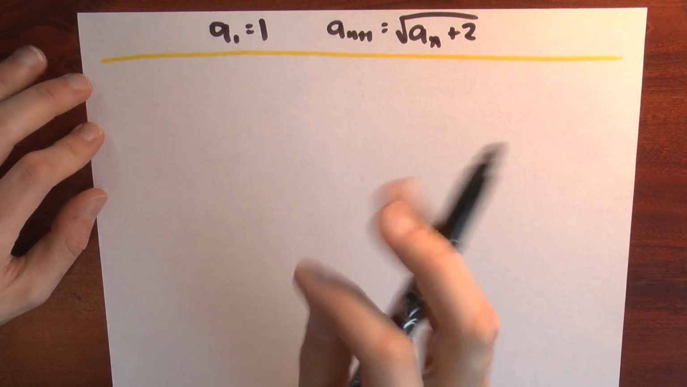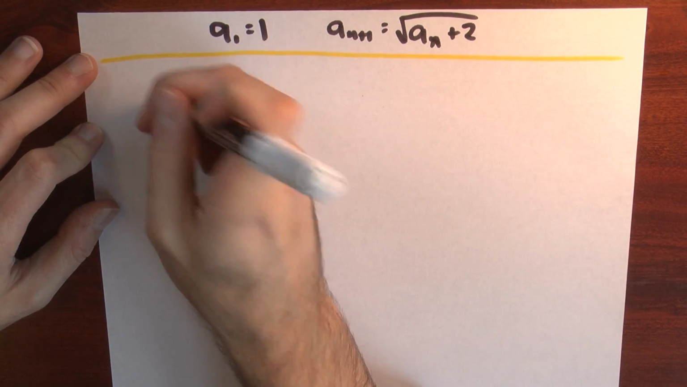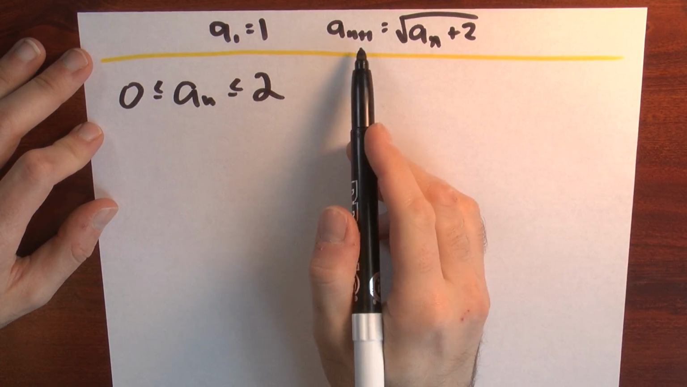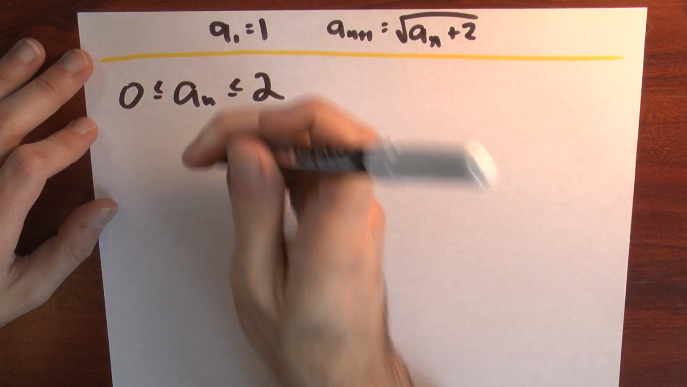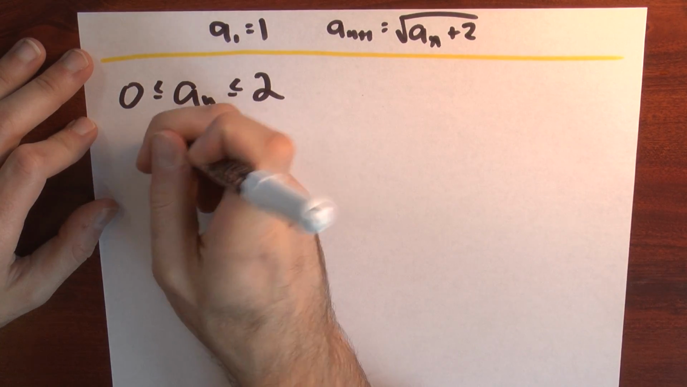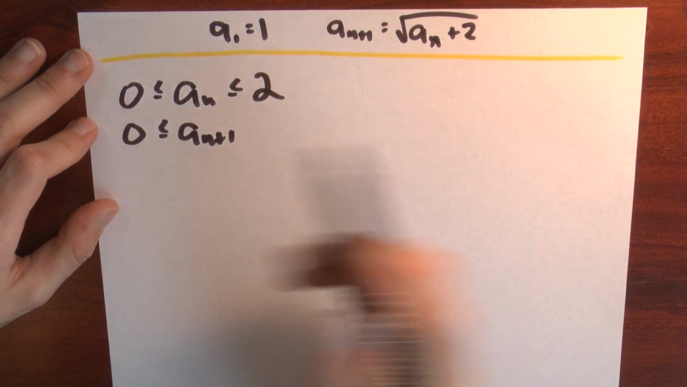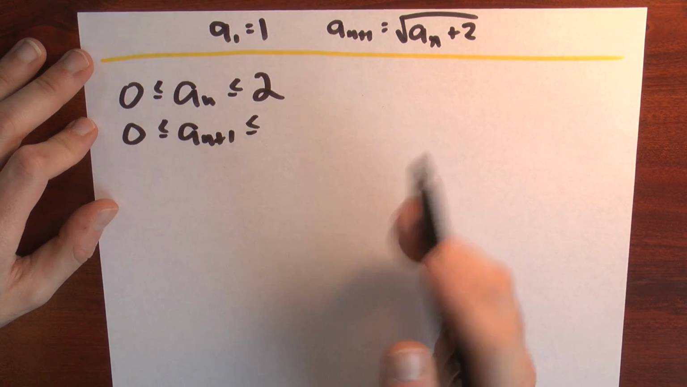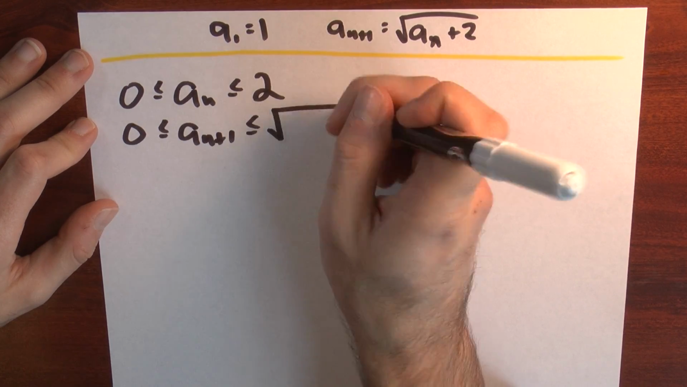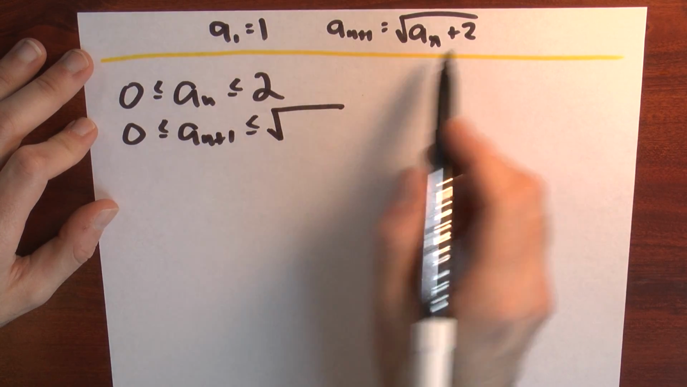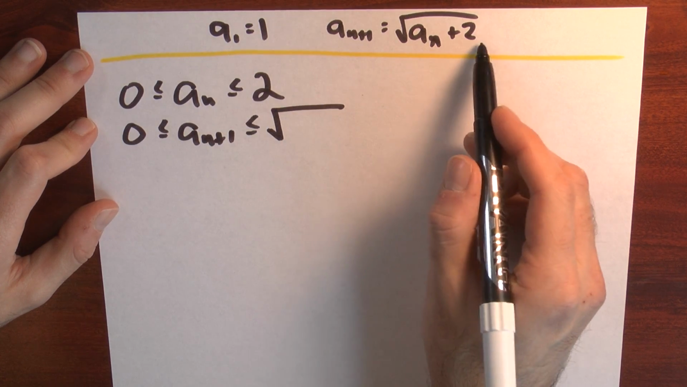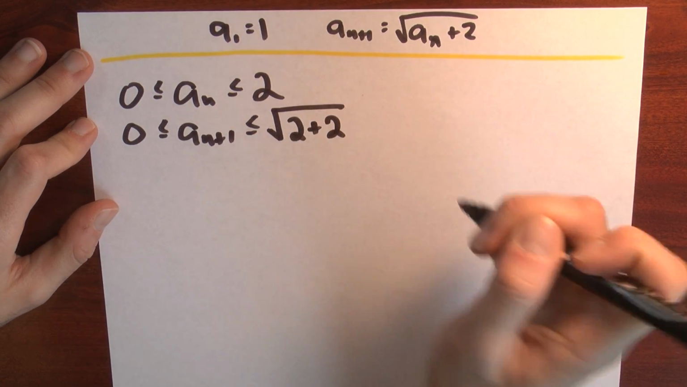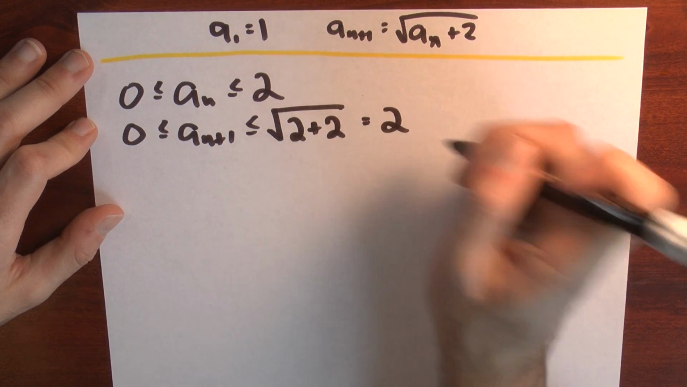Well, let's see why. Let's suppose that a sub n is between 0 and 2. Then what do I know about the next term, a sub n plus 1? Well, then a sub n plus 1 must also be non-negative, and that's just because it's the square root of something. But how big can a sub n plus 1 possibly be? Well, a sub n plus 1 is the square root of a sub n plus 2, where a sub n could be as big as 2. So a sub n plus 1 can be as big as the square root of 2 plus 2, which is equal to 2.